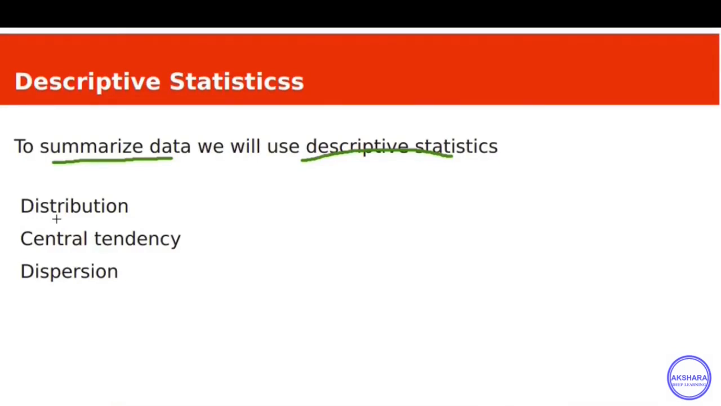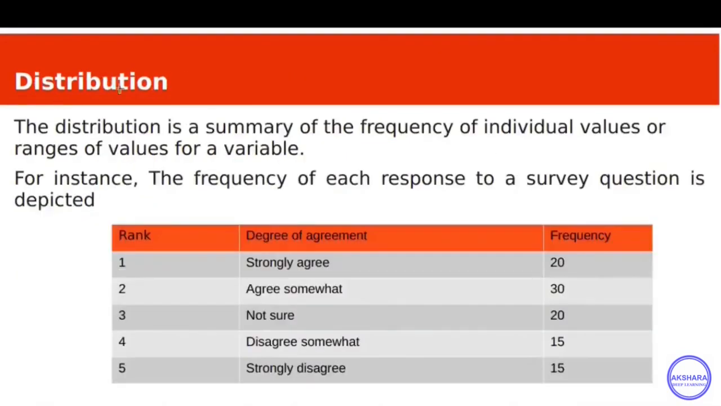Descriptive statistics are measures which organize information into something that is much more usable. These three, distribution, central tendency, and dispersion, are used to summarize data in descriptive statistics. Let's see each one in detail. Distribution. The distribution is a summary of the frequency of individual values or a range of values for a variable.